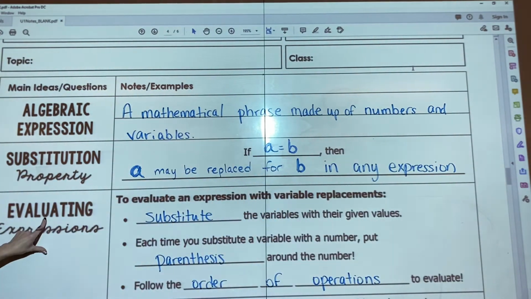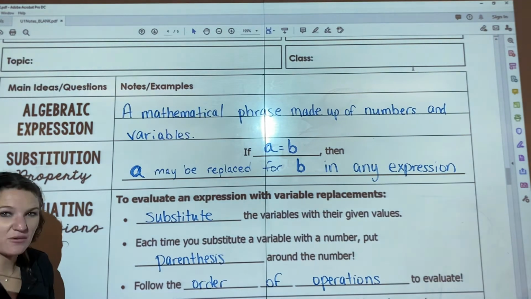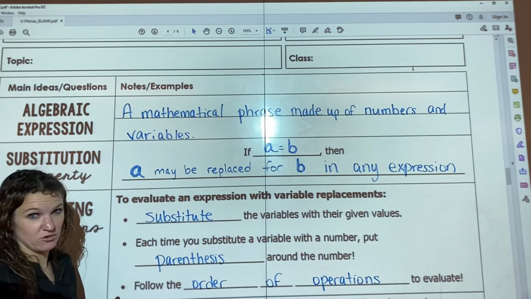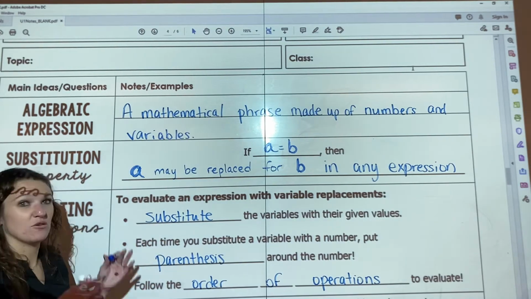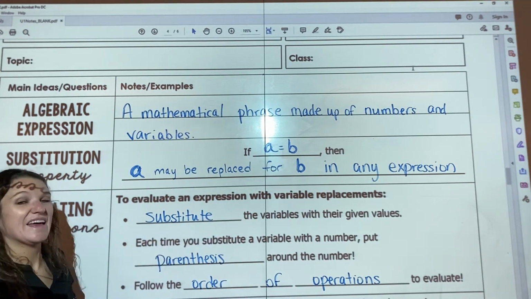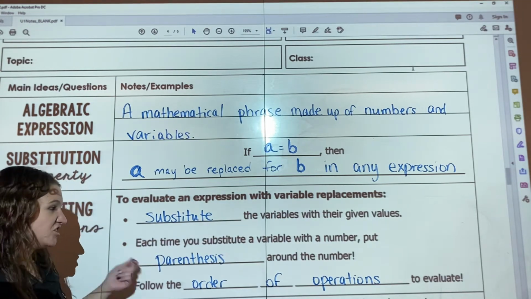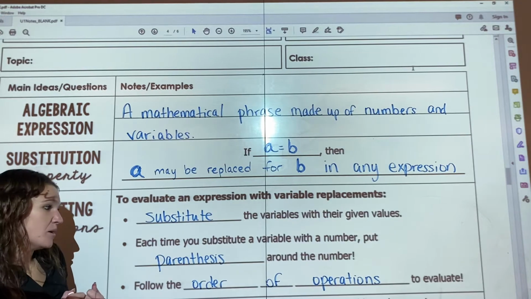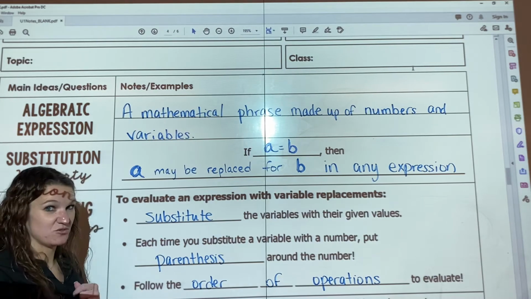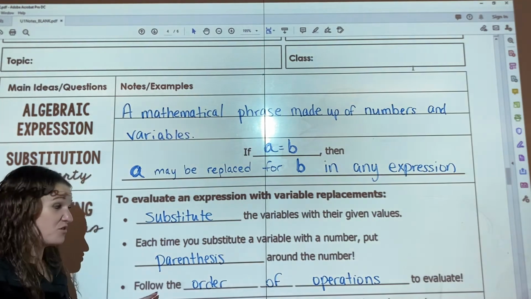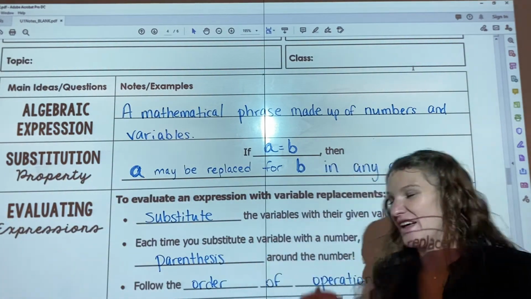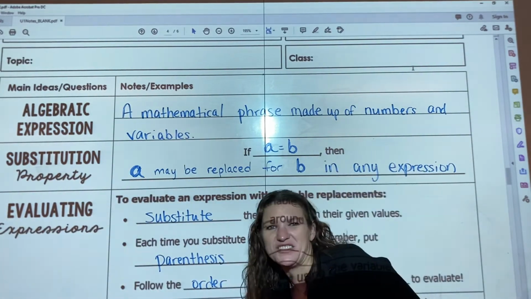So evaluating expressions. To evaluate an expression with variable replacements, which means they told you what the variable is, like A equals 7, you have to substitute whatever the value is for that letter, for that variable, into the given values. Each time you substitute a variable with a number, put parentheses around that number. You'll see exactly what we're talking about as we look at some examples. Follow the order of operations to evaluate. Now you guys have just mastered that because that was our last set of notes. So let's give this a shot.